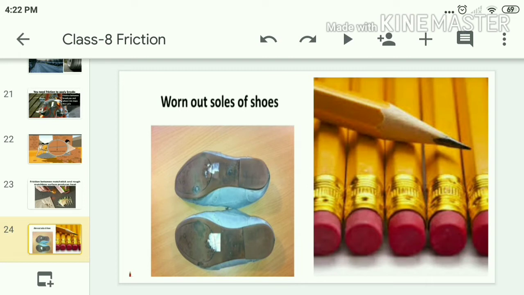Why? As we already know, friction helps us to walk. As we go on walking in the shoes, the friction between the surface of the shoes and the road makes the soles of the shoes wear out. That means it is a disadvantage. Not only this, if you observe your pencil or eraser, as you go on using them, they get used up because of friction.